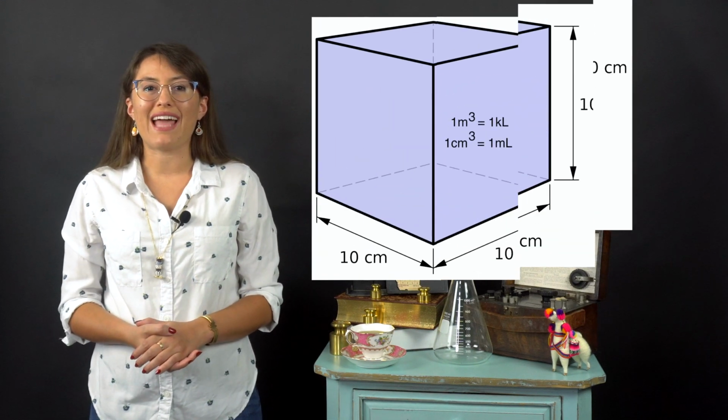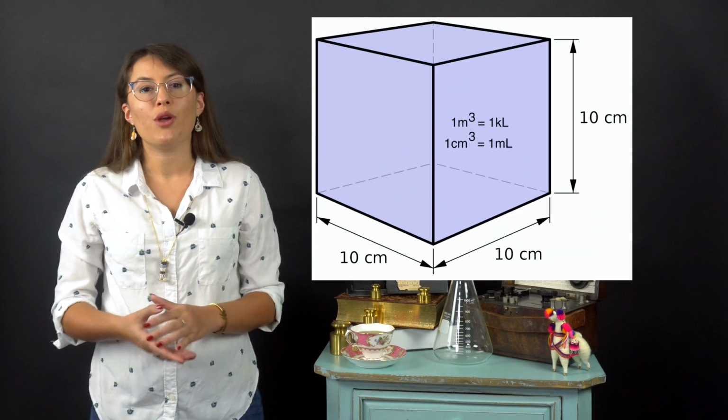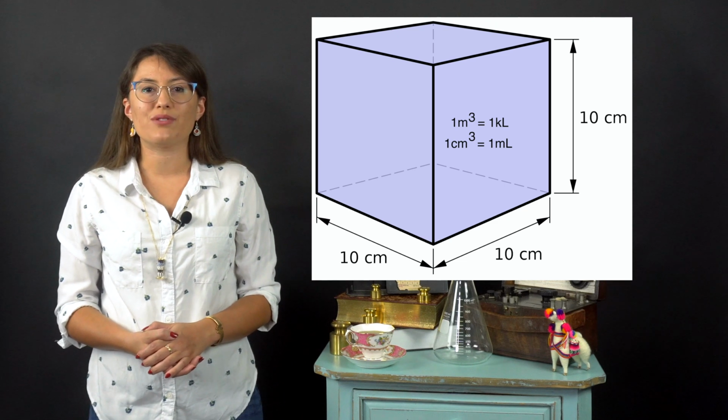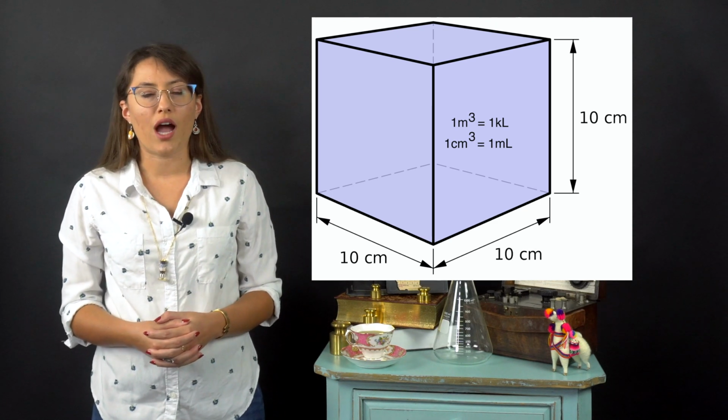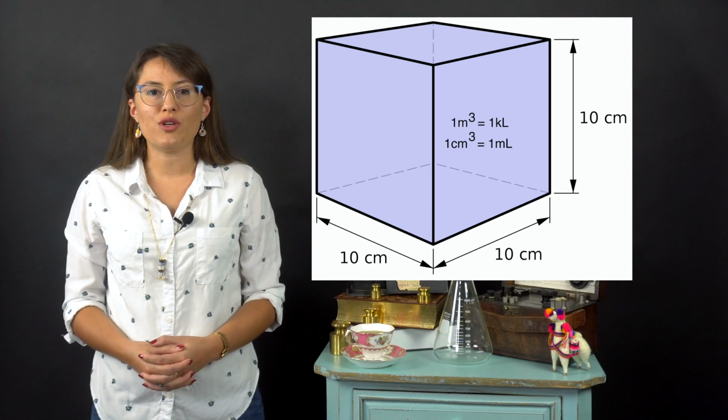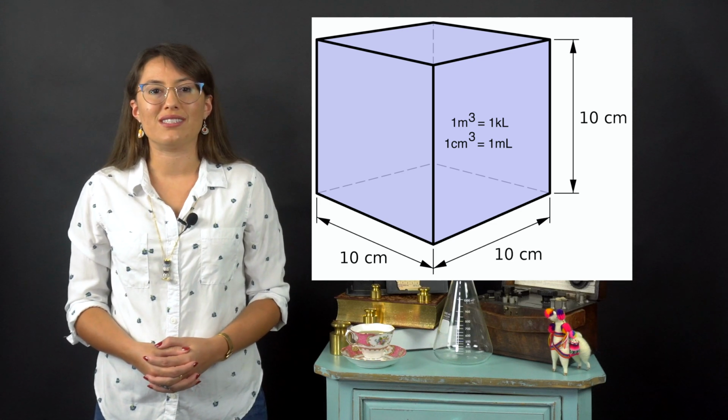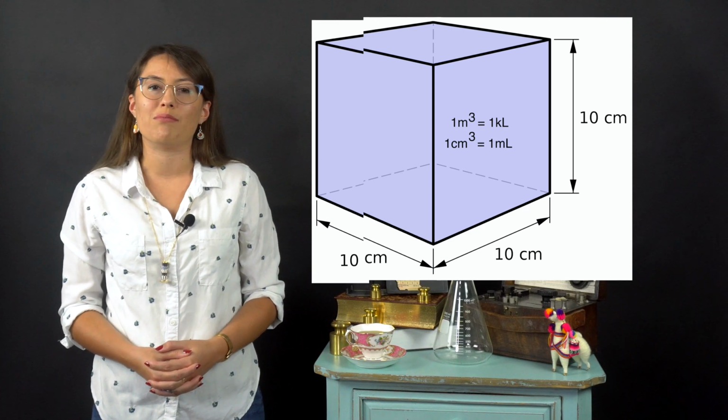When dealing with volume, the SI unit is meter cubed, which is the volume of a cube and is equal to length times width times height, whereas the metric unit, liters, is more commonly used, where 1 meter cubed is equal to 1 kiloliter and 1 centimeter cubed is equal to 1 milliliter.